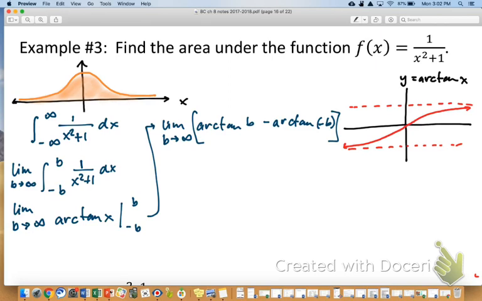Okay, so as we say the limit as b goes towards infinity of either arctan of positive b or negative b, aren't we talking about the far right edge and the far left edge? So it comes down to what are the locations of those horizontal asymptotes? Do you know? Pi over 2 and negative pi over 2.